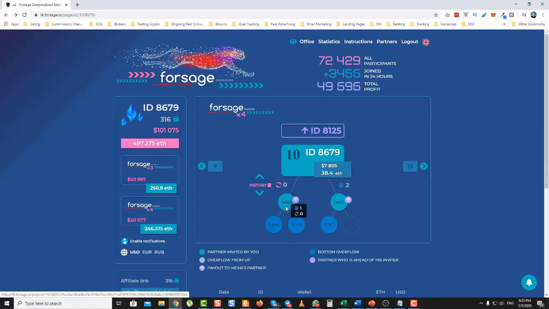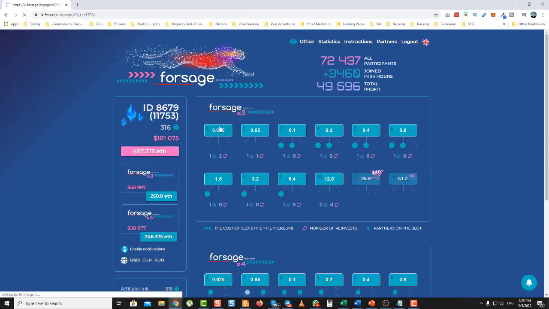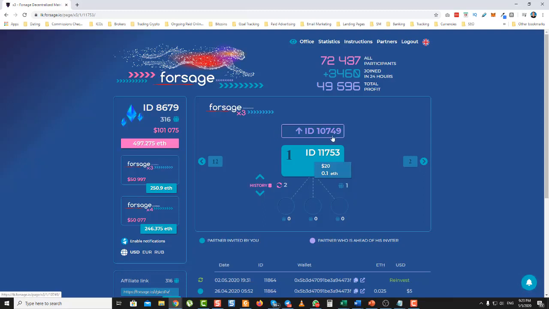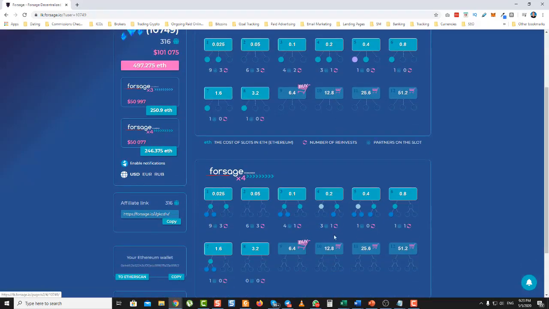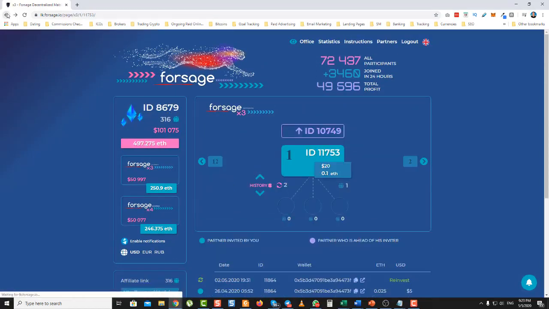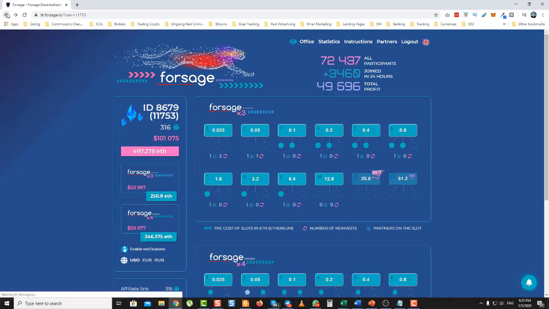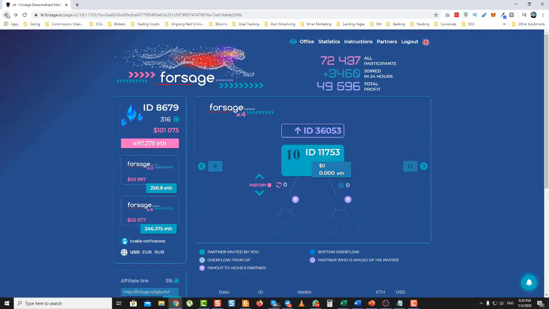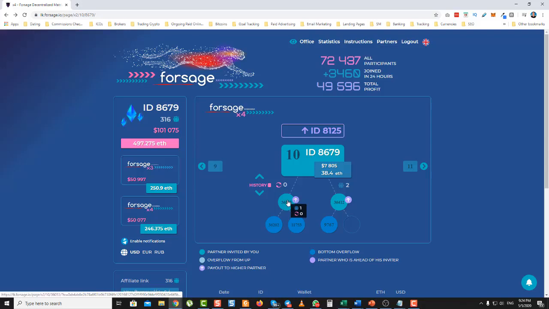Okay, the same thing here. This guy was personally referred by this guy, and 11753, if you follow the trail, 11753 was referred by 10749. Okay, but 10749, if you take a look on the 10th slot over here, it's not active. It's not active, so it became a spillover, and it fell right here to 36053. Okay, into his matrix.